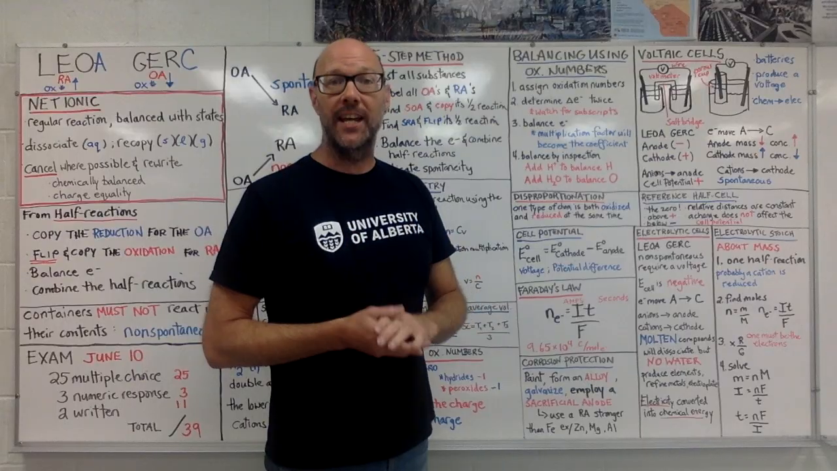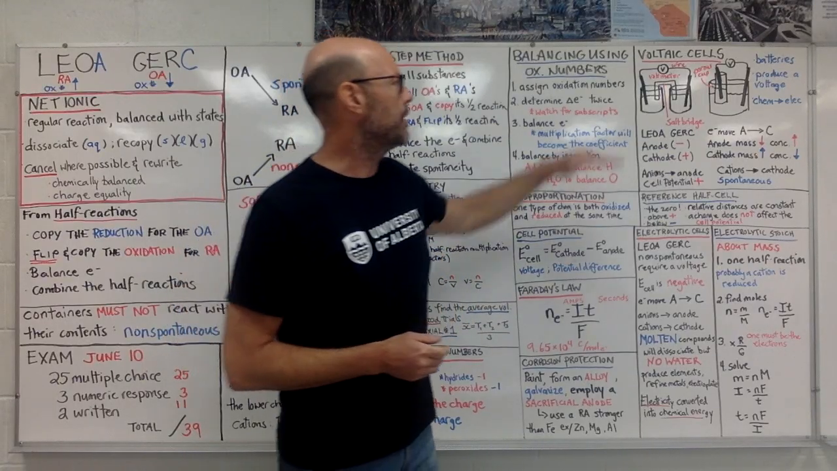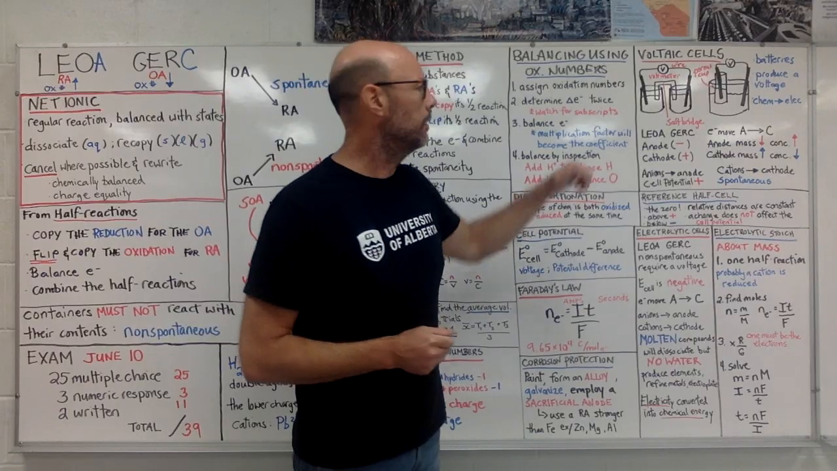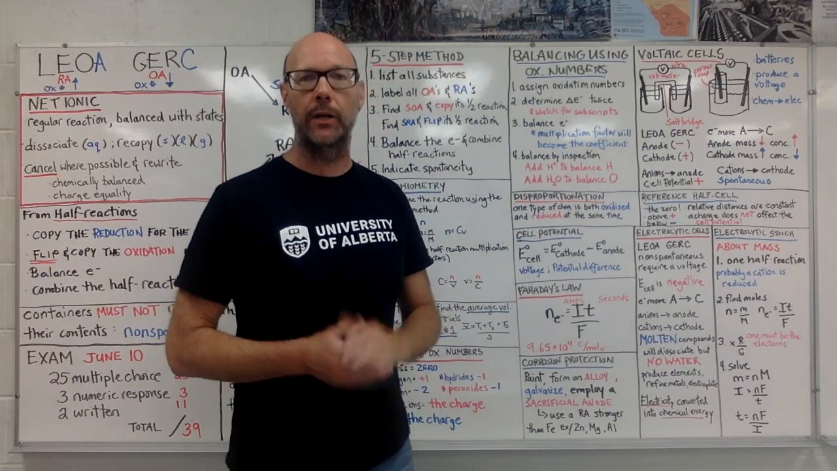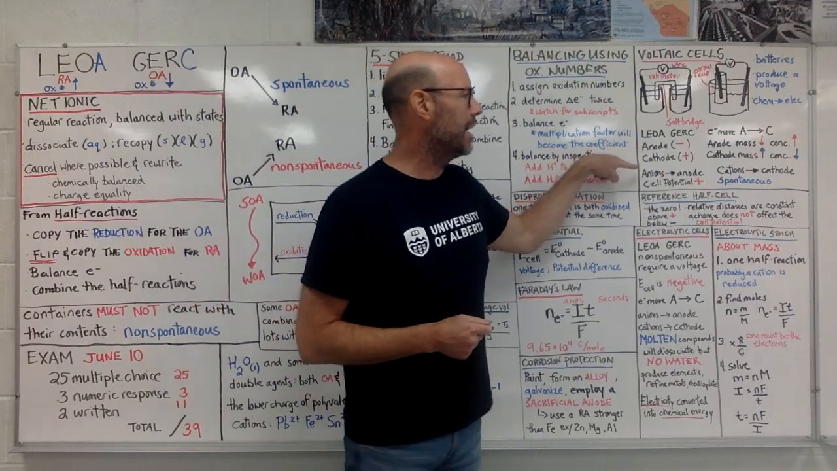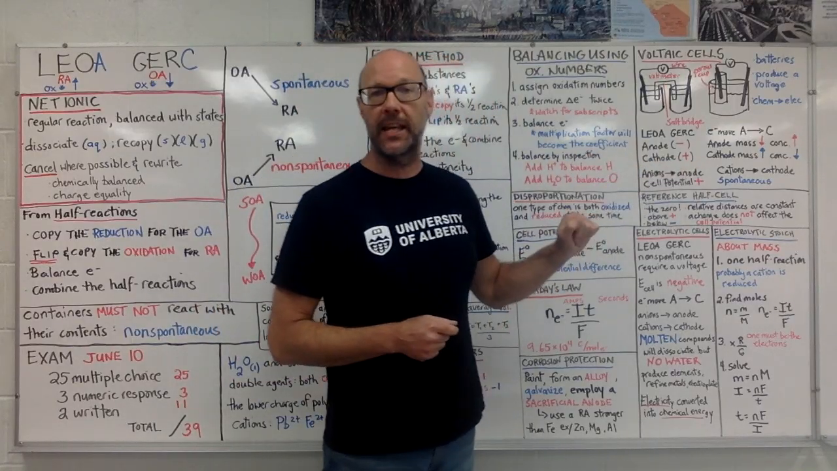Here, oxidation happens at the anode, reduction happens at the cathode, where the anode is the negative half cell, the cathode is the positive half cell. It's a very useful acronym. LEO the lion says GER. Anions always migrate towards the anode. Cations move to the cathode.